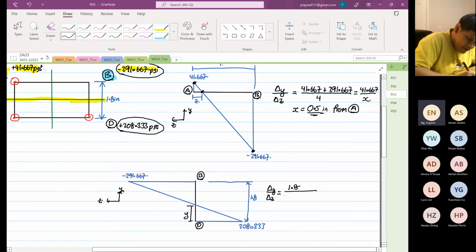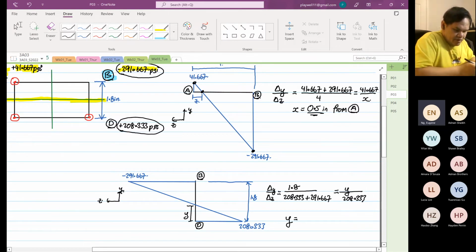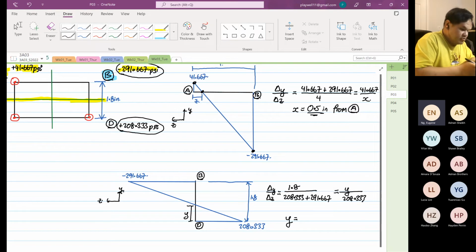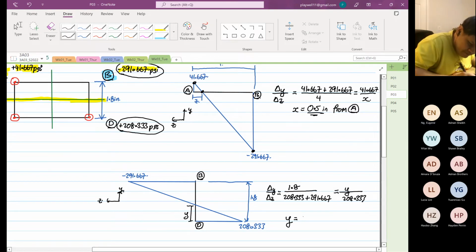divided by 208.333 plus 291.667, and this is equal to y divided by 208.333. So y will be equal to 208.333 times 1.8 divided by (208.333 plus 291.667) close bracket, which is equal to 0.75. And this is from point D.